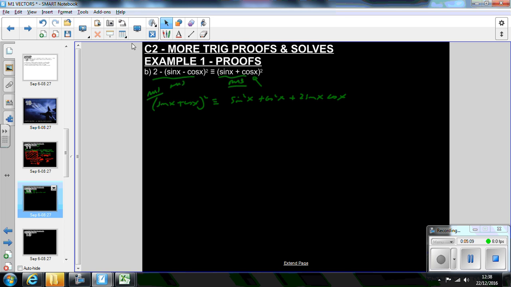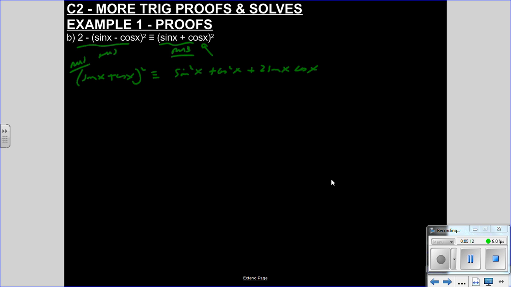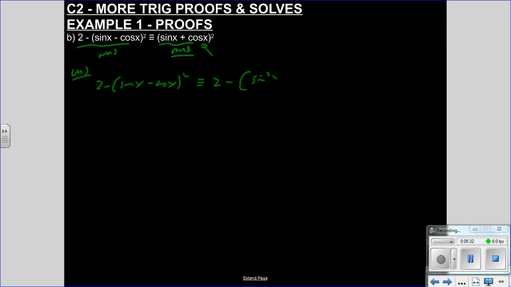Actually, now I look at it, I don't really like the right-hand side. I'm going to do the left-hand side because there's more stuff on the left-hand side and therefore more for me to work with. You see, expanding is always easier than shortening. So sin x minus cos x all squared is sin squared x plus cos squared x minus 2 lots of sin x cos x.